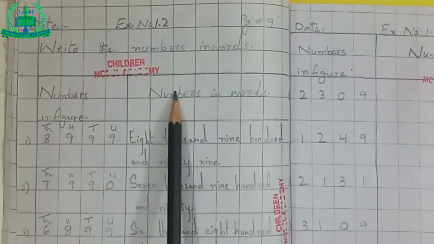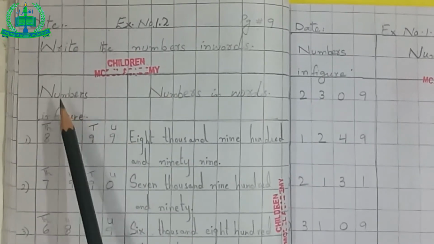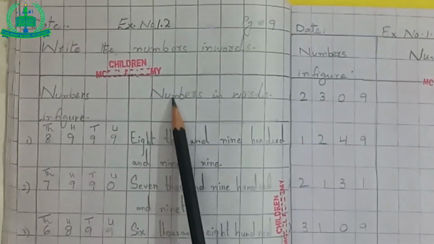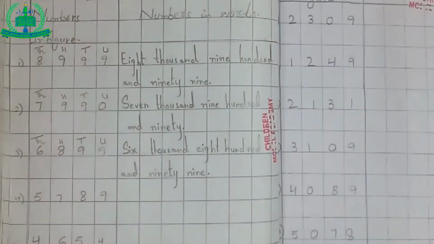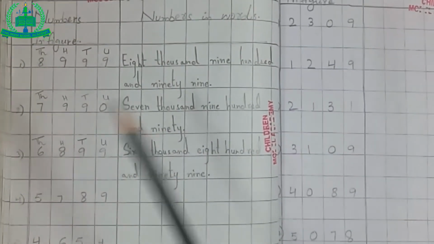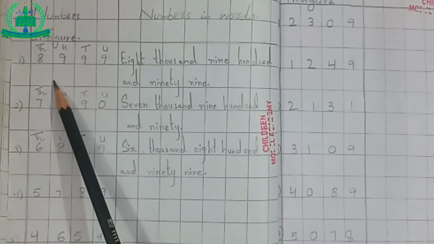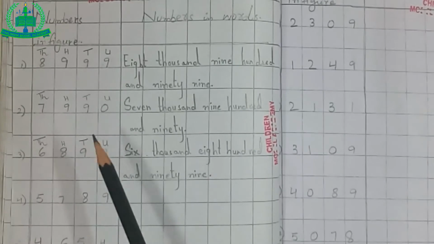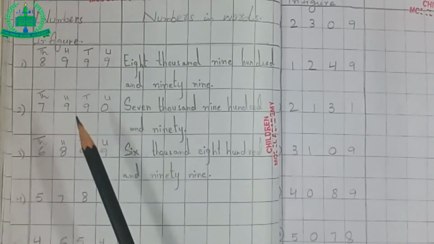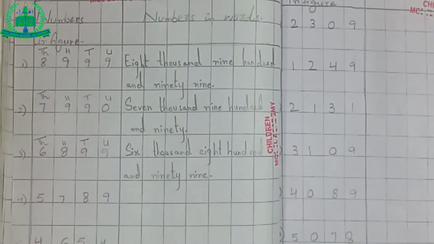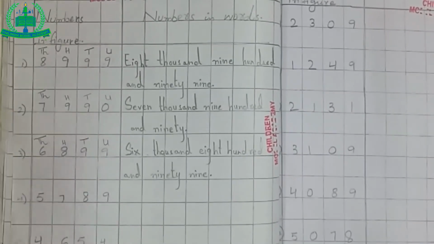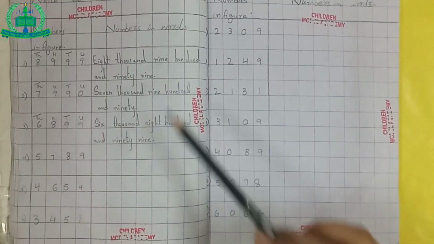Draw 2 columns. The first column is numbers in figure and the second column is numbers in words. Now you will write numbers in figure and convert them into words. I have done 3 numbers in words here, and you will do the remaining numbers by yourself in your math copy. Like this.